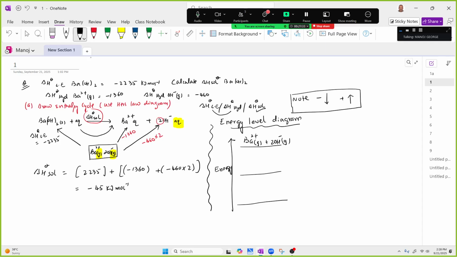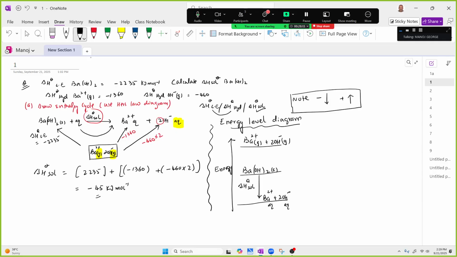Everyone remembers this? Okay. Now guess what should I put in the middle line here? Should I put barium hydroxide solid or should I put ions in aqueous? The solution is minus 45, which means the barium hydroxide solid has to be here. And when you come here, this is the barium ion aqueous and the hydroxide ion aqueous, and this is the delta H dot solution.